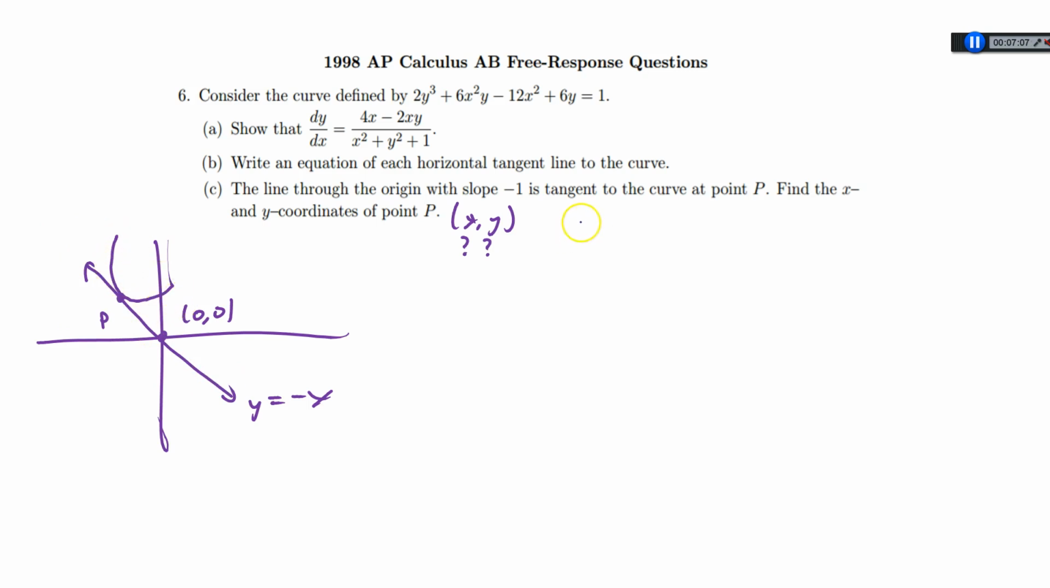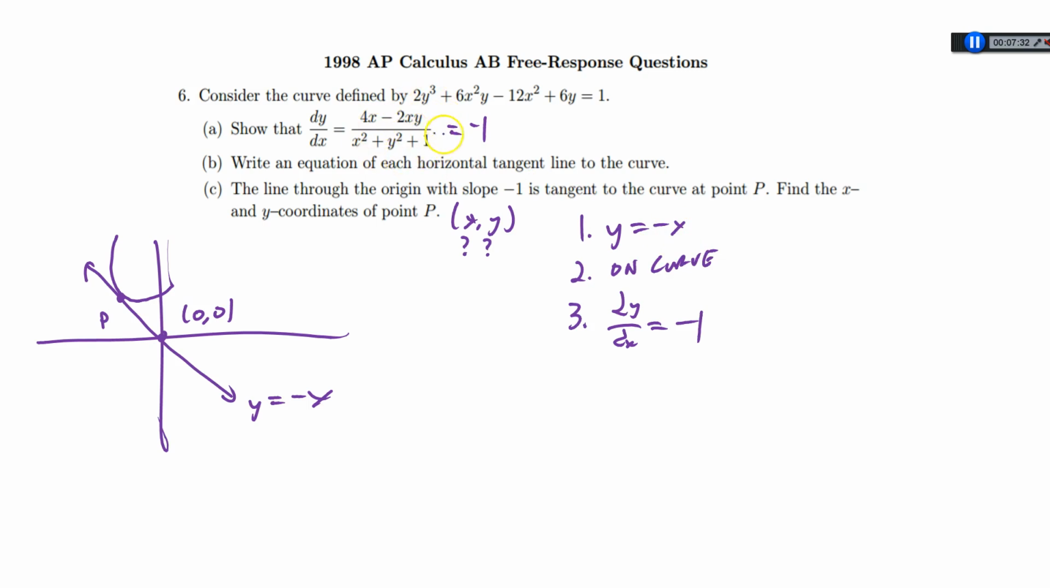So let's kind of say what we know. We know that y has to be equal to -x. We also know it has to be on the curve. What else do we know? Well, we know that if the slope of this line is -1, then at this point, the derivative must be equal to -1. So dy dx has to be equal to -1. So we know this is -1. We also know y is equal to -x, so we can do a substitution in here.